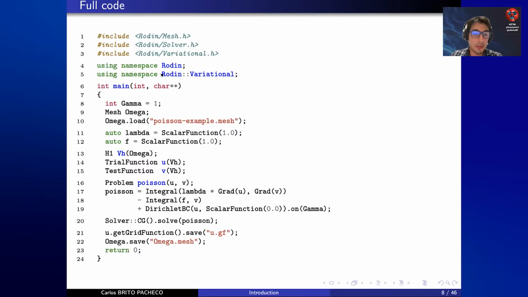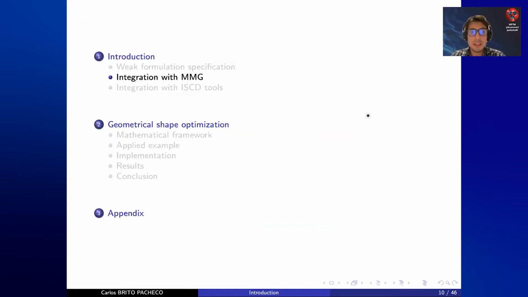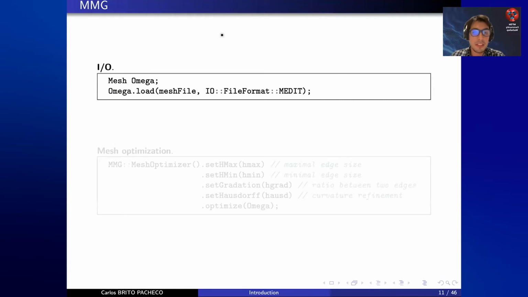To show you the quick result, you just visualize it with GLVis, MFEM's companion tool. And this is the result, I think you can find this in the example page of MFEM. So this was the weak formulation specification. So what is the integration with MMG?